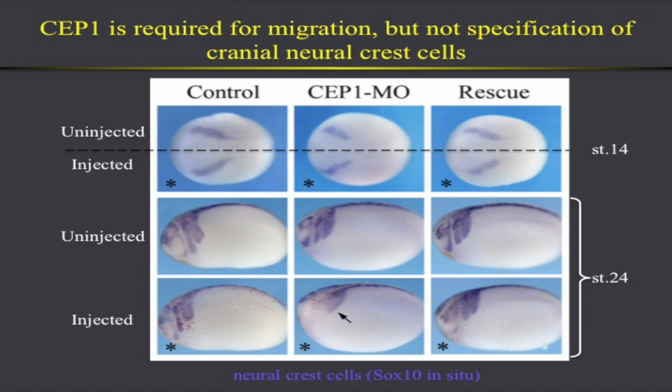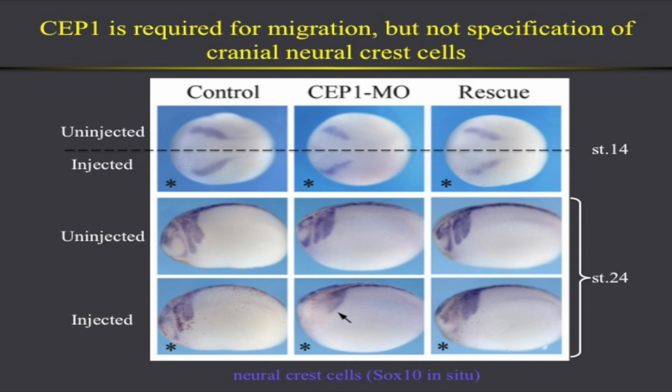So here is the result. Here, control or CEP1 morpholino is injected into one of the cells marked by the star. Then the development of the neural crest is assessed by in situ hybridization of a neural crest marker, SOX10, in blue. You can see that during the specification stages, CEP1 morpholino doesn't affect neural crest specification.